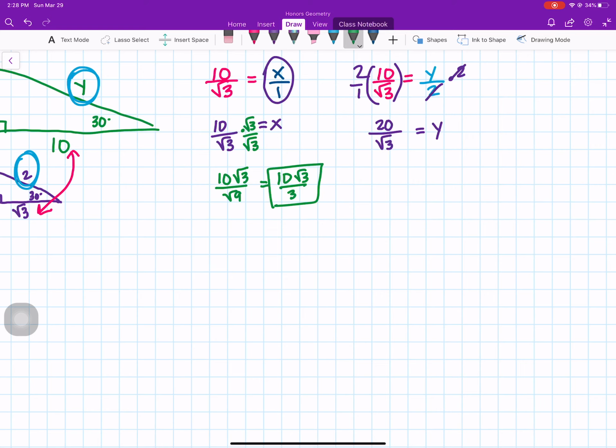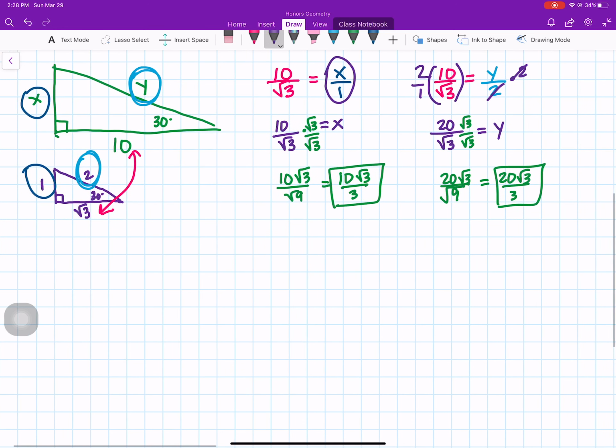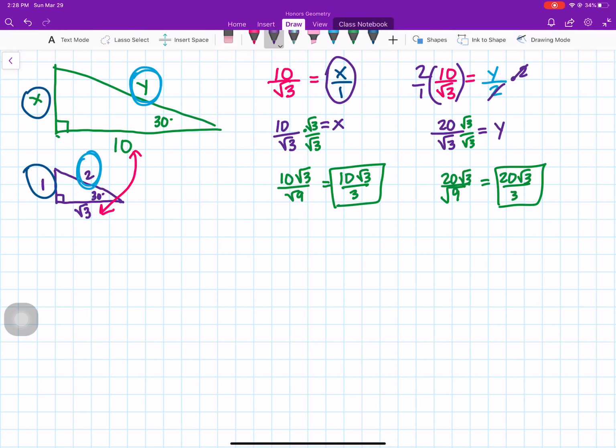Again, you're a good math student, and you will always rationalize your denominators. So you have 20 root 3 over root 9, which is 20 root 3 over 3. And it might not seem very obvious, but I did just say that the hypotenuse and the short side are always double. Well, this is 10 root 3 over 3, and that's 20 root 3 over 3. So it actually is double, which is convenient.